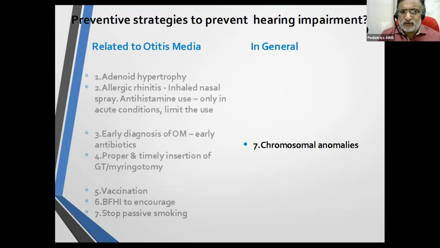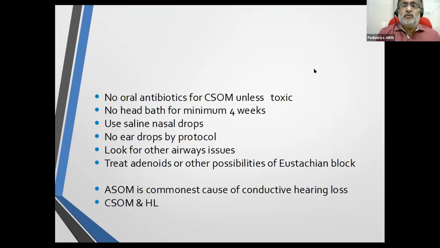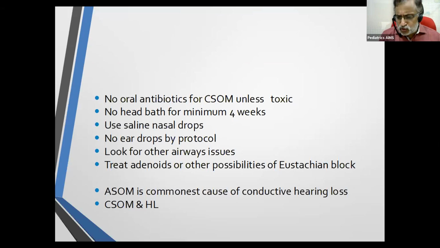Okay, next one, please. Okay, then, so the message is quite clear. No oral antibiotics in CSOM unless it is toxic. No head bath for minimum 4 weeks. No saline nasal drops. No ear drops. Look for other airway issues and treat adenoids and other possibilities for eustachian tube block.